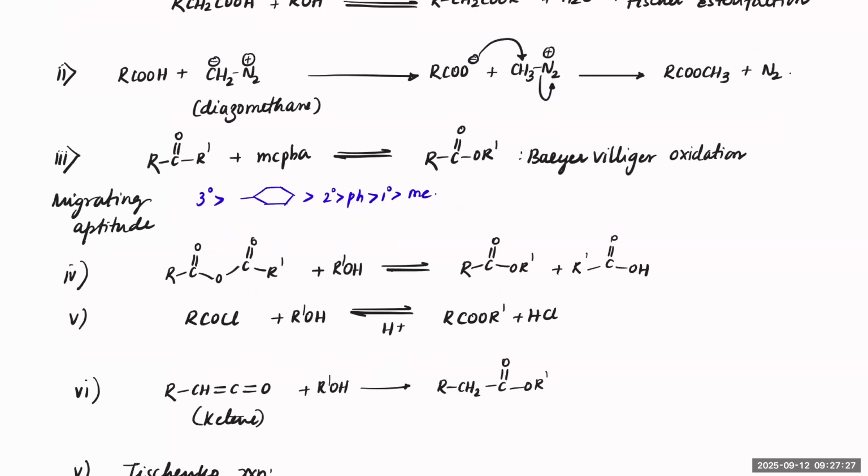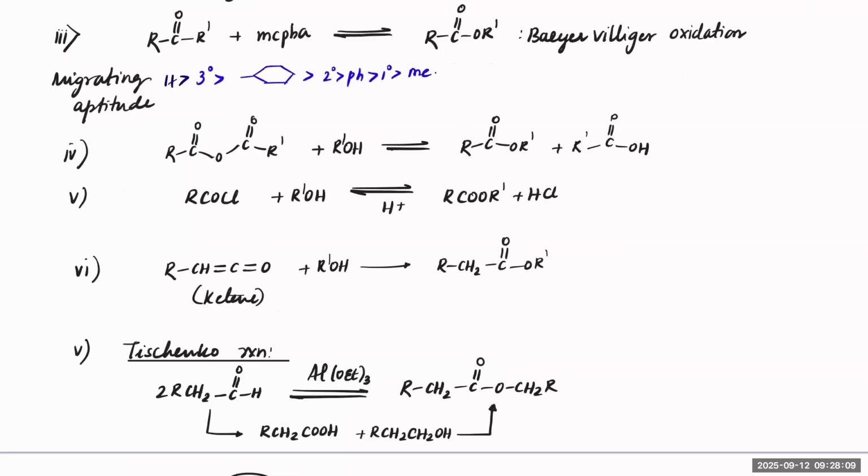Another way of making esters is Baeyer-Villiger oxidation. Baeyer-Villiger oxidation is when you have a ketone using MCPBA, that is, peroxy acid, any peroxy acid, it will make an insertion of oxygen on either side, depending on the migrating aptitude. So you can see this is the migrating aptitude we have. 3 degree is greater than cyclohexyl, greater than 2 degree, then phenyl, 1 degree, and methyl. Of course, hydrogen is the highest, hydrogen and then 3 degree. So that way you will have ester formation.